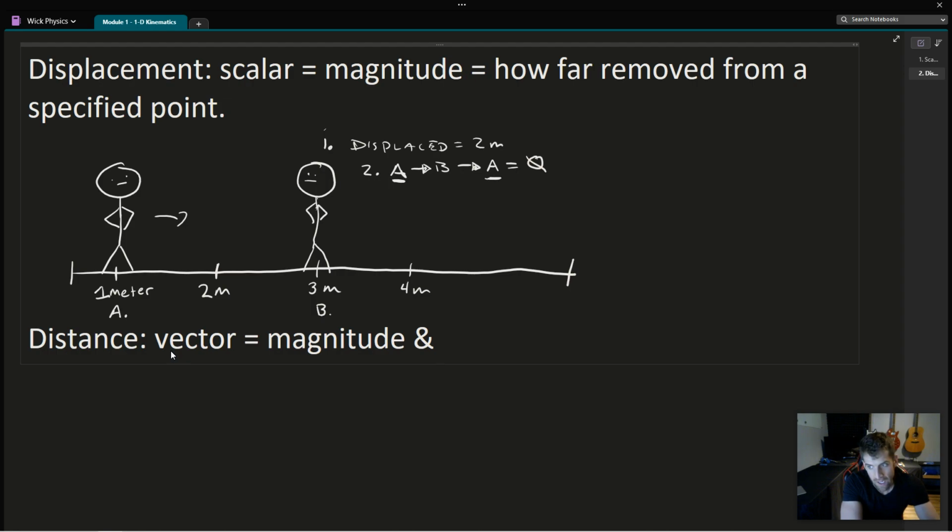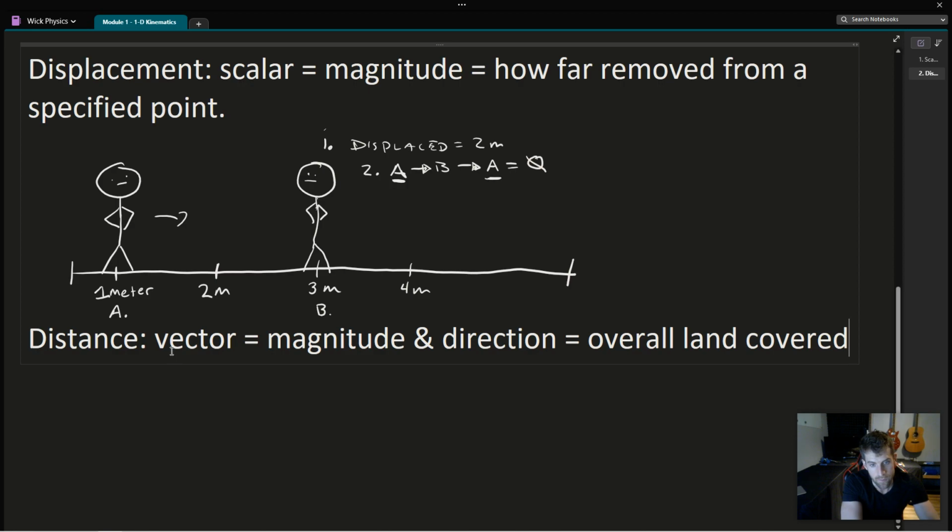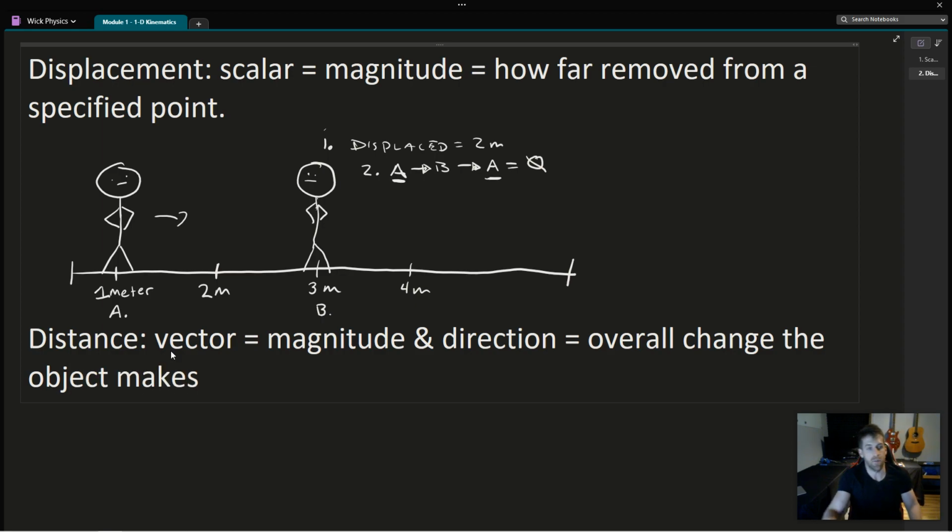I'm going to say, yeah, let's say that it has direction, because you're going to want to account for the direction that this person goes. On top of that, it's the overall land covered, or overall, I'm trying to think of a good way to say this, the overall change the object makes. So let's talk about that.